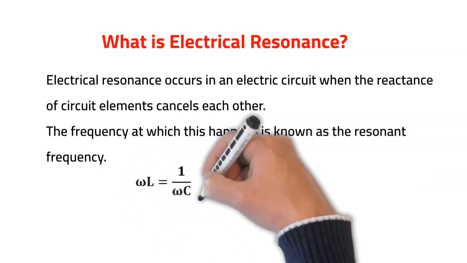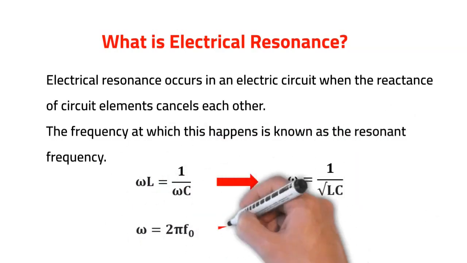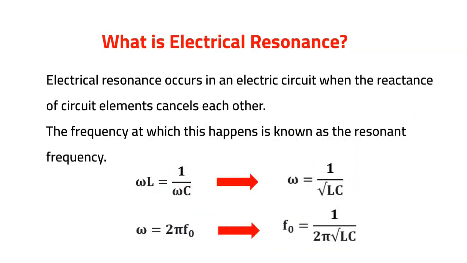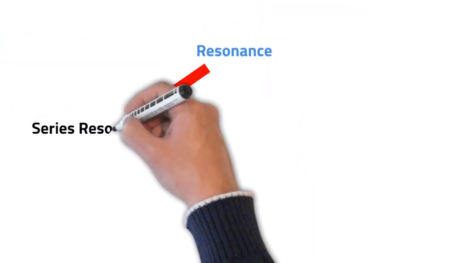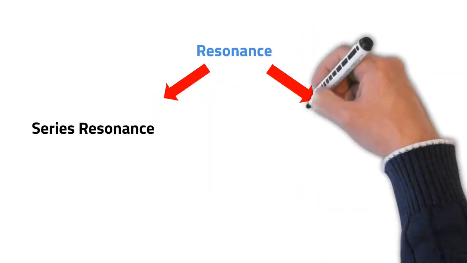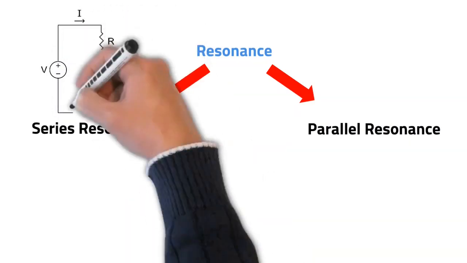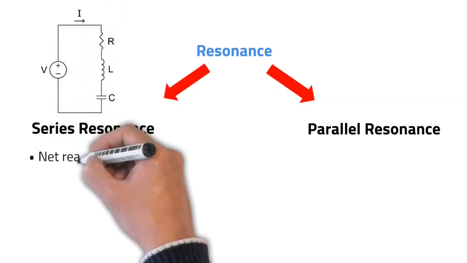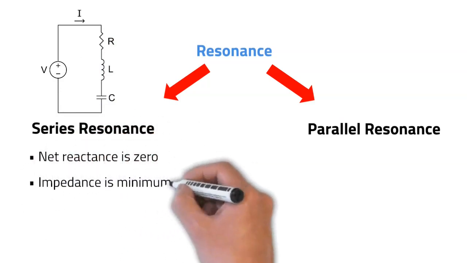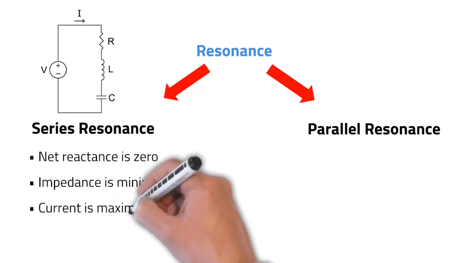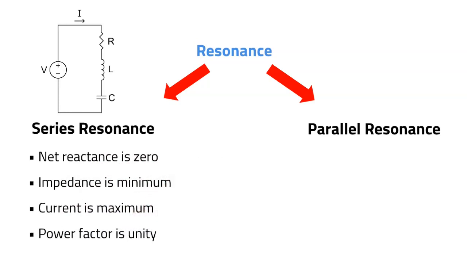At resonance, the inductive reactance and the capacitive reactance are of equal magnitude, so we can equate them to get the resonant frequency F0. There are two types of resonance occurring in an electrical circuit, namely series and parallel resonance. Series resonance is a condition that usually occurs in series circuits where the net reactance is zero and the impedance is at its minimum. Here the current flowing in the circuit is maximum for a given voltage and is in phase with the voltage, resulting in a unity power factor.